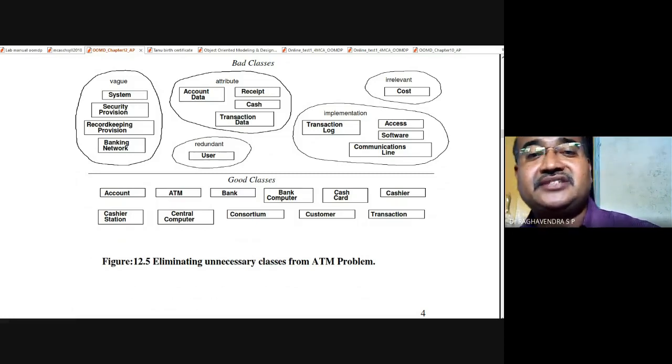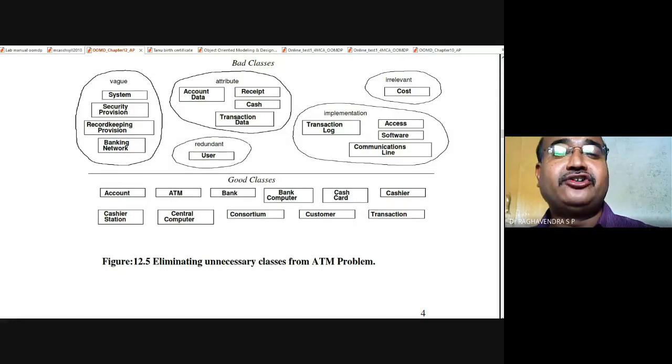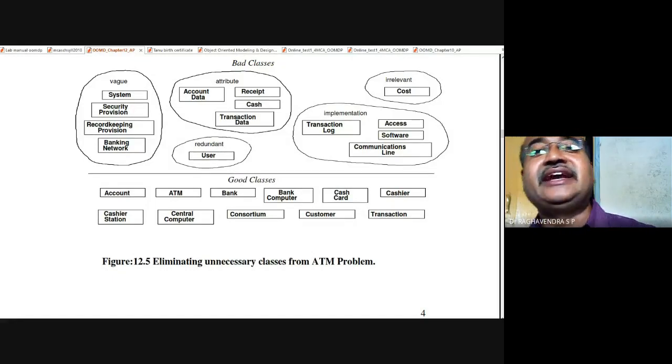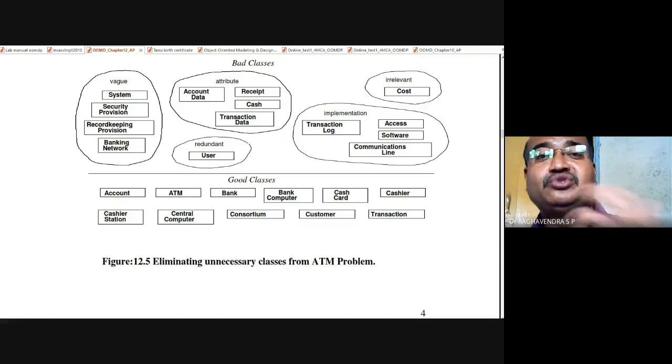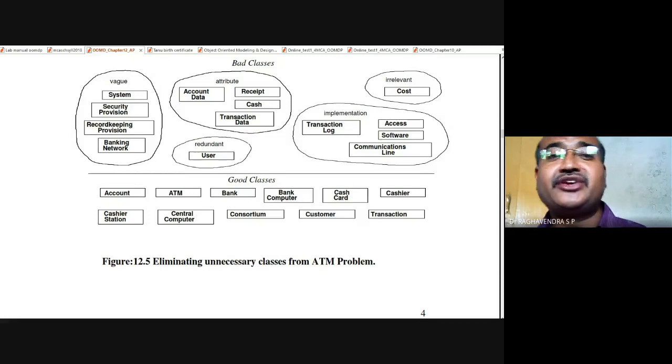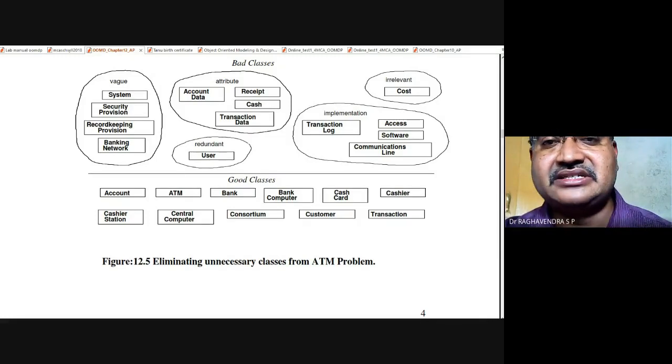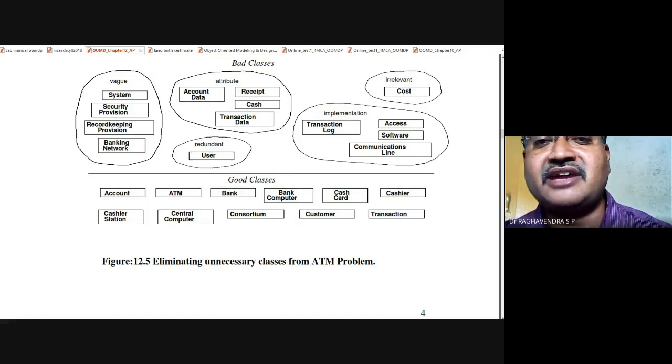In this scenario, you have to first define what is going to be a domain class model. Then you have to define all the classes in the ATM case study. Once you define all the classes in the ATM case study, next you segregate them into different classes, that is bad classes and good classes. And in the bad classes, once again you classify them as values, redundant, attribute, implementation, and irrelevant classes. And on the other hand, we always have some good classes.